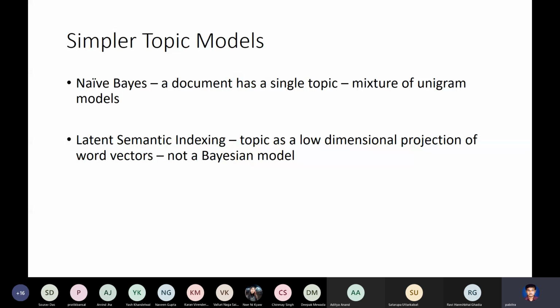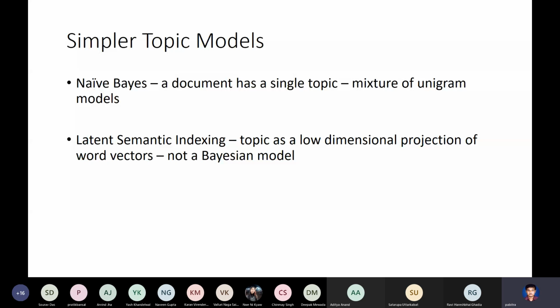It puts a document into a single topic, one document, one class. It's a single topic. It was one of the earliest forms, no mixture, but every document is a mixture of the words, the probability of the words. So if you remember naive-Bayes, it multiplies all the word probabilities. So it's an independent mixture of all the unigrams. Then there was latent semantic indexing.